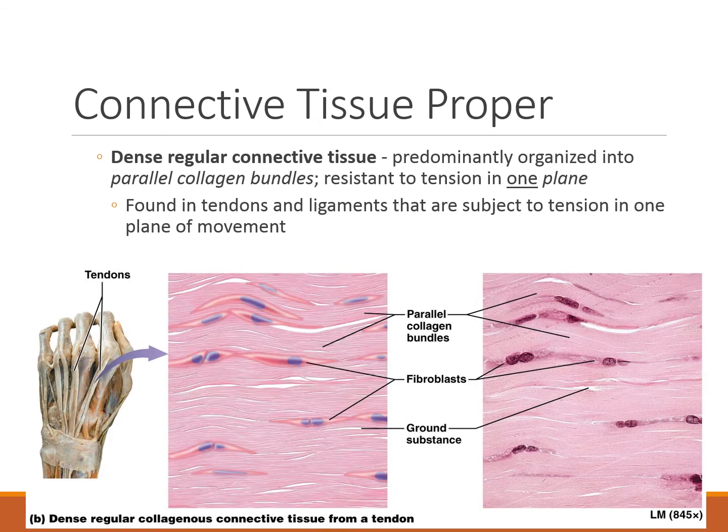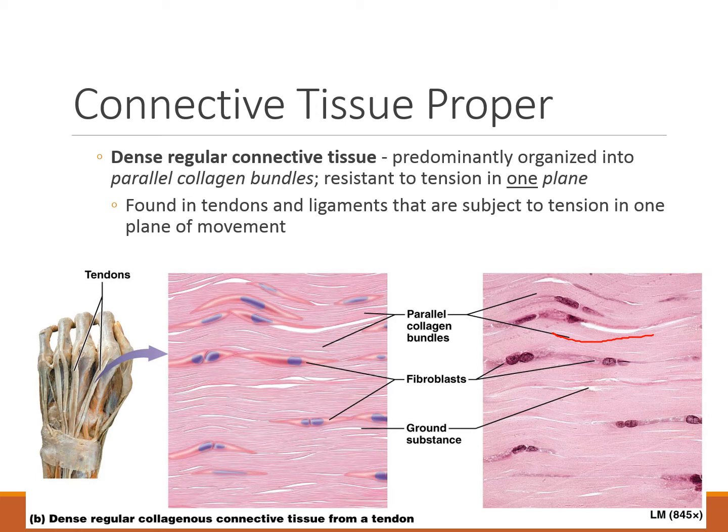This is dense, regular, collagenous connective tissue. Like the dense irregular, the ECM of this tissue is composed largely of thick collagen bundles that are stained pink here. But here, the collagen bundles are arranged in a parallel fashion. This provides a great amount of resistance to pulling, but only in one plane.